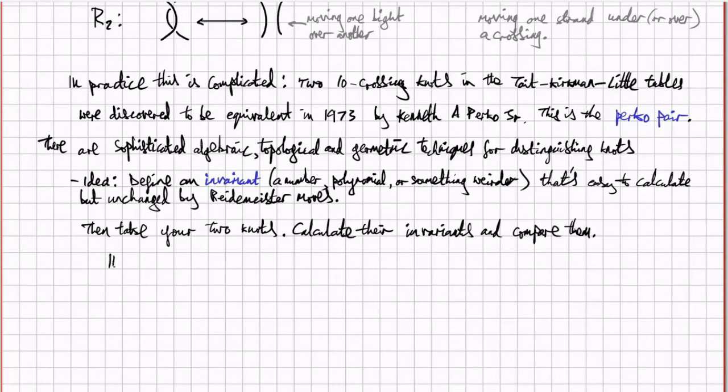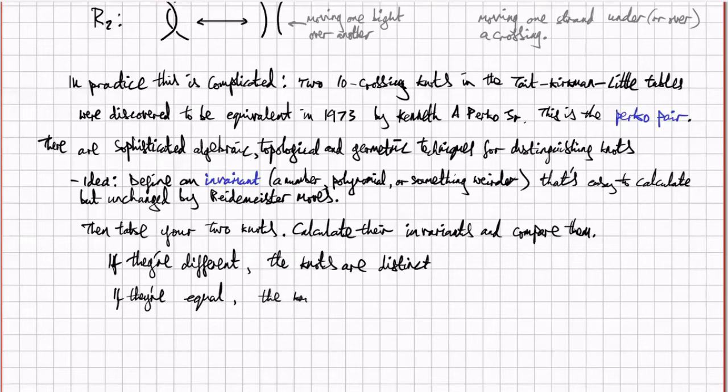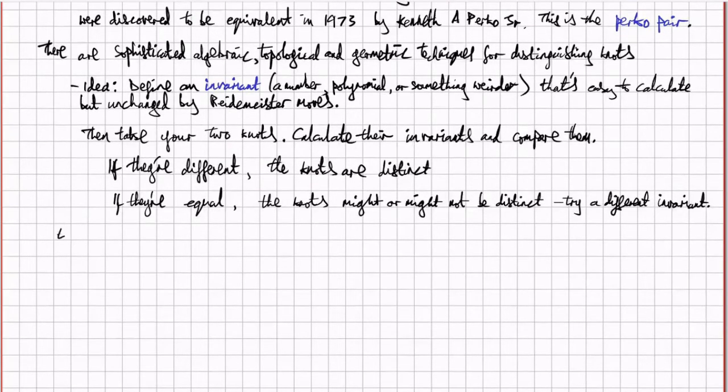So what we do then is we take our two potentially equivalent knots, we calculate our chosen invariant for each of them, and we compare the answers we get. If we get a different answer for each, the knots are definitely not the same. They're definitely not equivalent. If we get the same answer for each, well, the question's still open. The knots might or might not be distinct. And in that case, we'll try a different invariant or maybe some different approach.